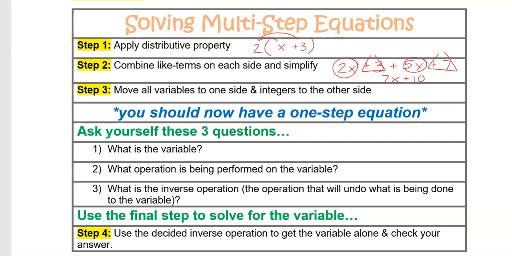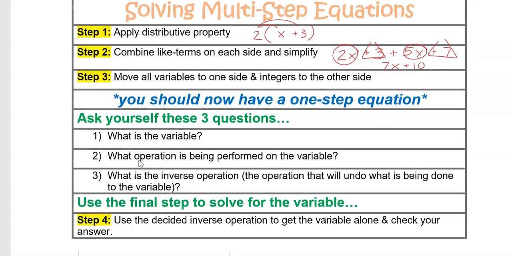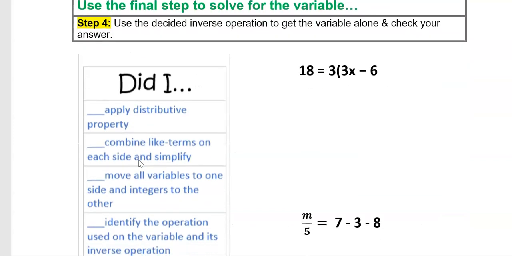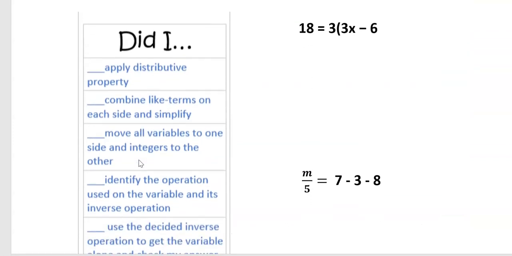Once you have answered all three of those questions, you will move on to the next step, which asks you to use the decided inverse operation to get the variable alone and check your answer. We're going to go ahead now and look at these two examples.